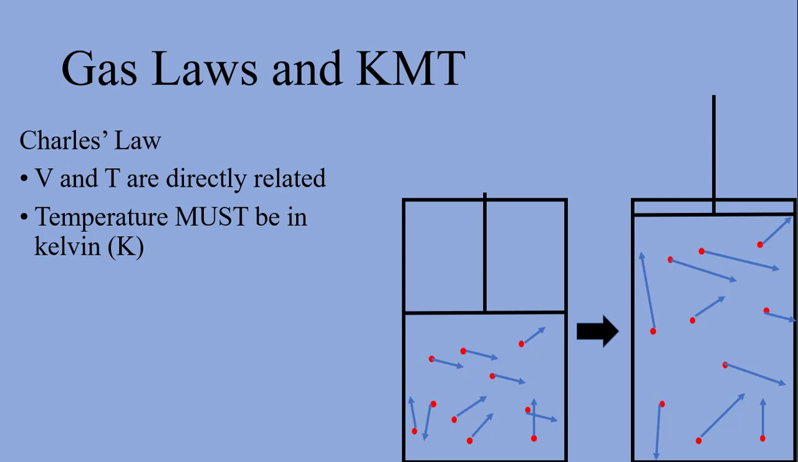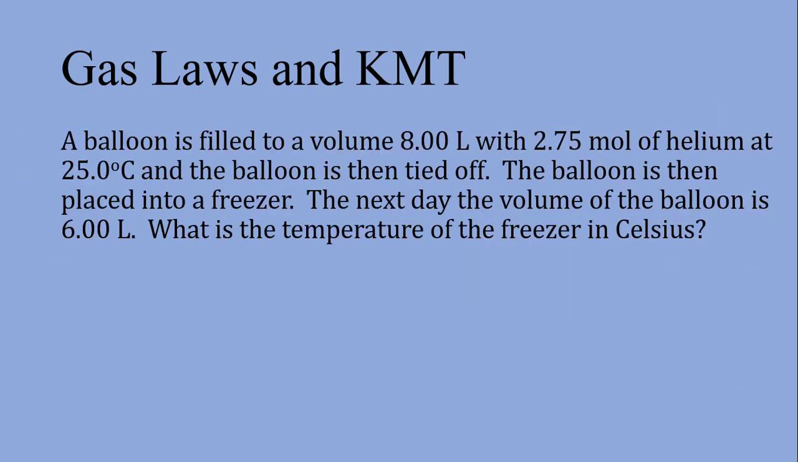So let's do one quick example of a Charles' law calculation. You've got a balloon at 8 liters with 2.75 moles of helium, and it's at 25 degrees Celsius. The balloon is then tied off, so the number of moles of helium cannot be changed. The balloon is then placed into a freezer. You go back the next day. The volume is 6 liters. What's the temperature of the freezer in Celsius?